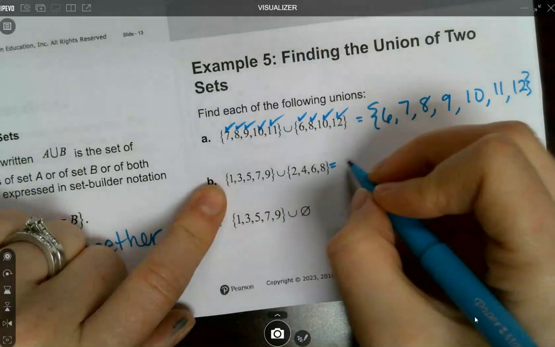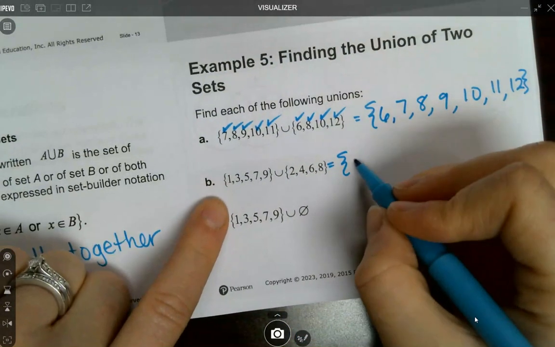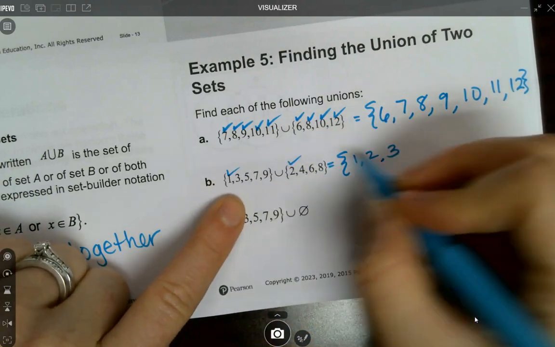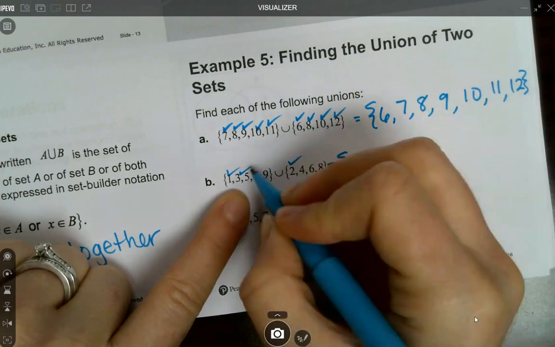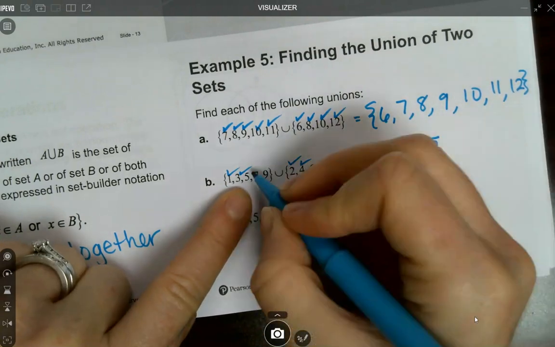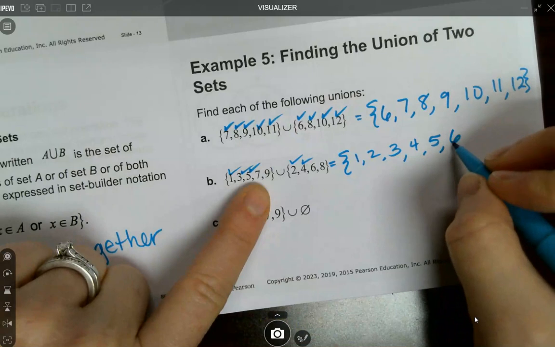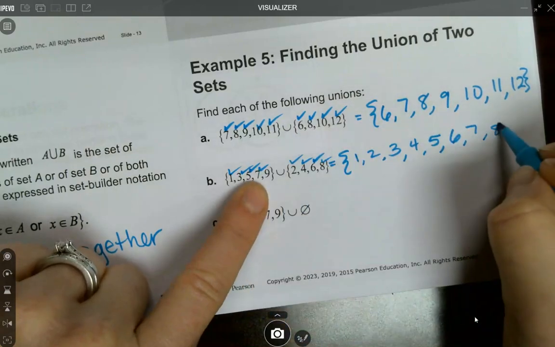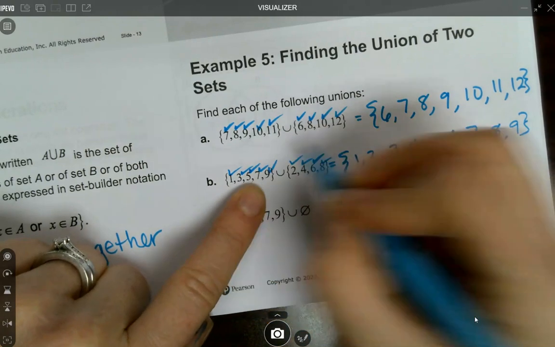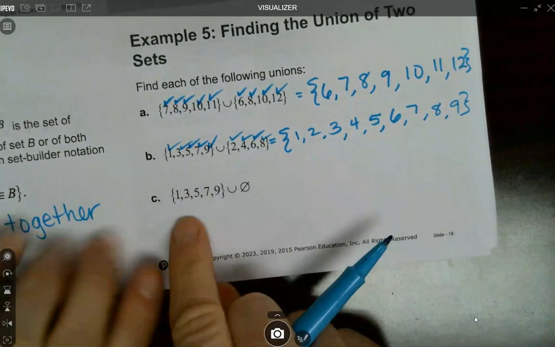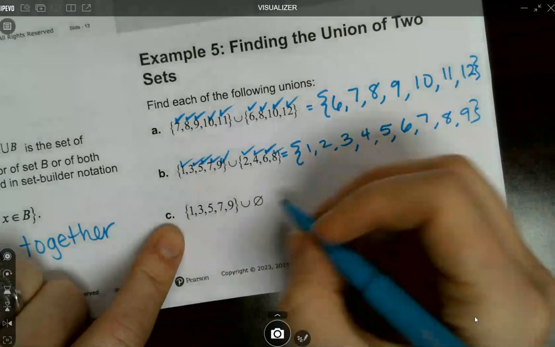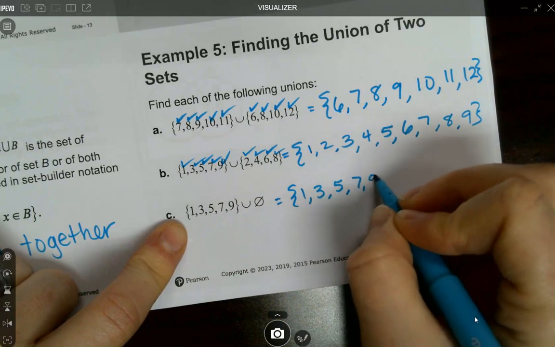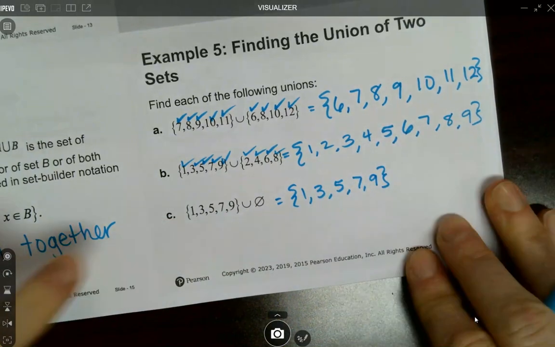Next one, same thing. 1, 2, 3, 4, 5, 6, 7, 8, and 9. The union of elements and the empty set is all the elements. So it's no longer an empty set.